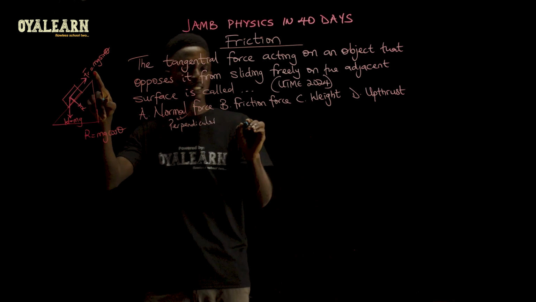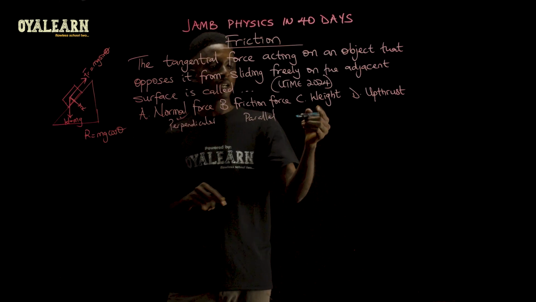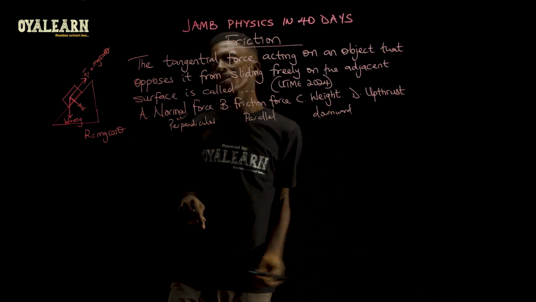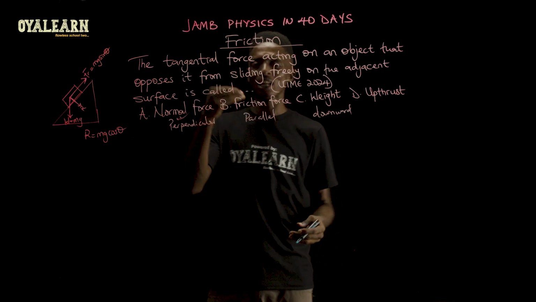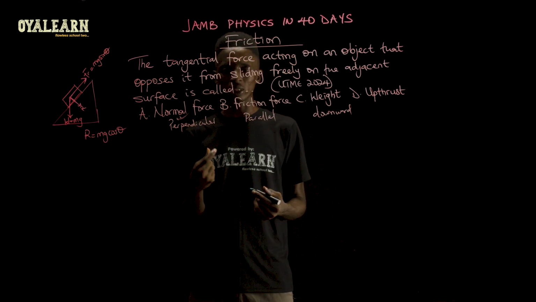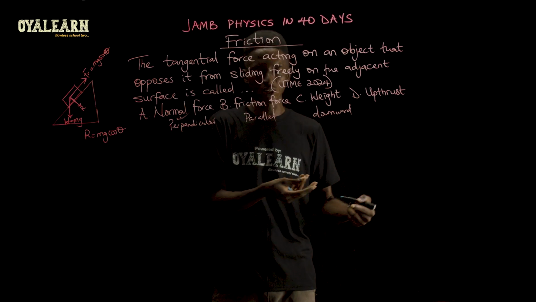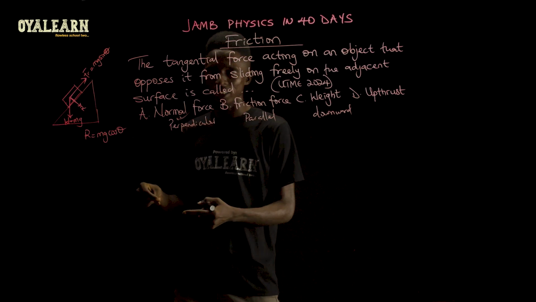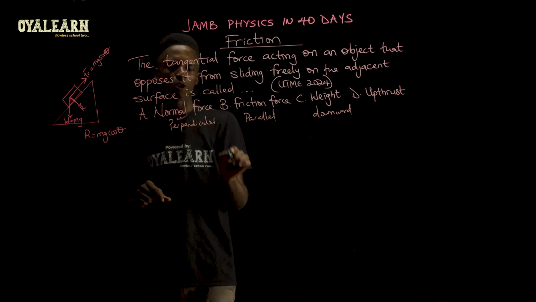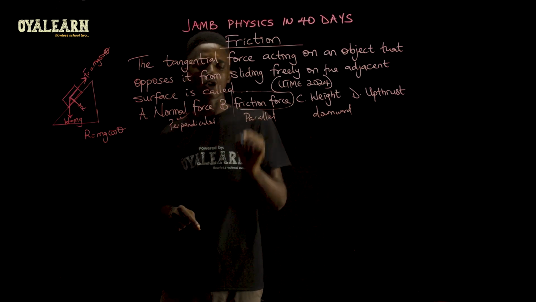The frictional force is parallel, and the weight is downward. But upthrust is the force that acts on an object that is either partially or completely immersed in a fluid. That force tends to push it upwards, therefore causing a weight loss in that object when it is partially or fully immersed. So in this case, the one that is the tangential force is the one that is acting parallel. So hence the frictional force is the correct answer.